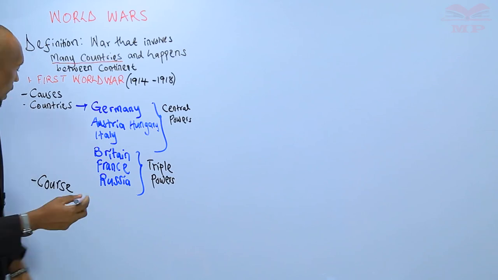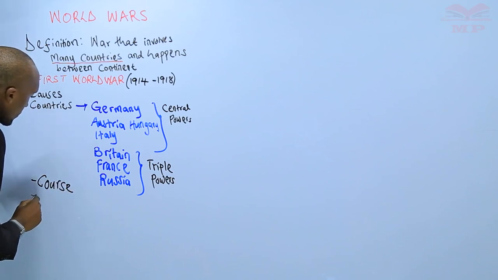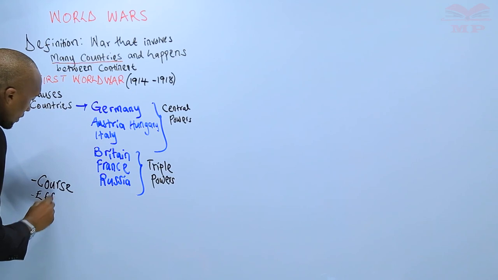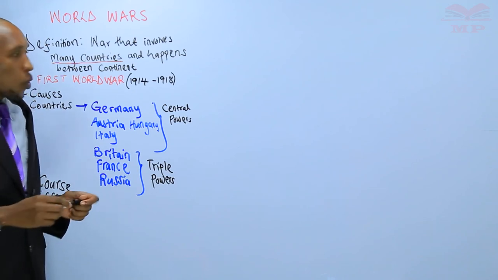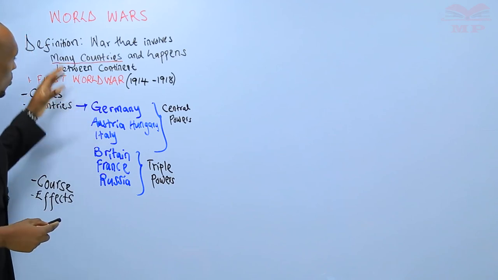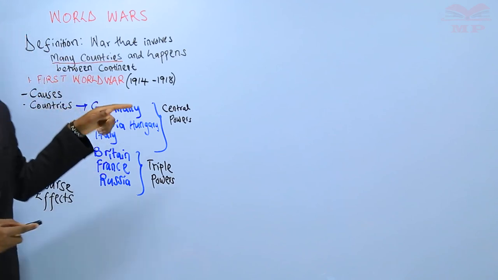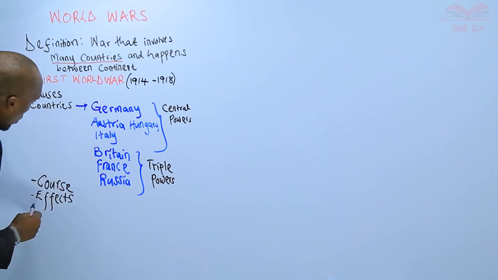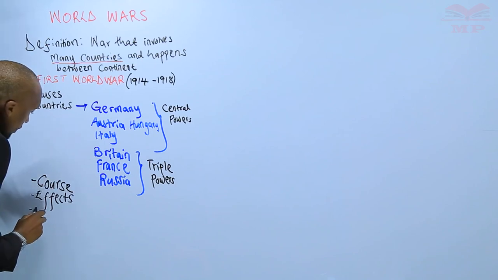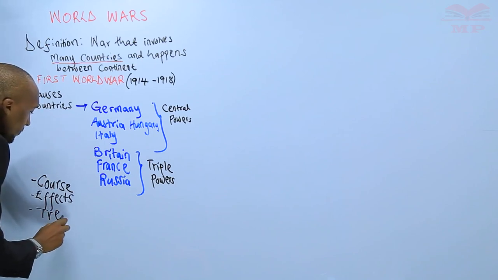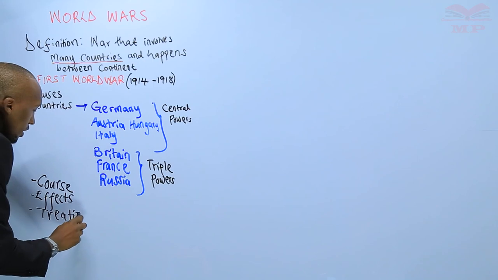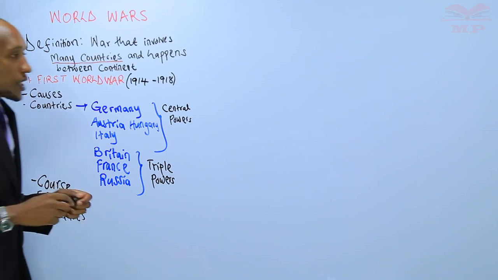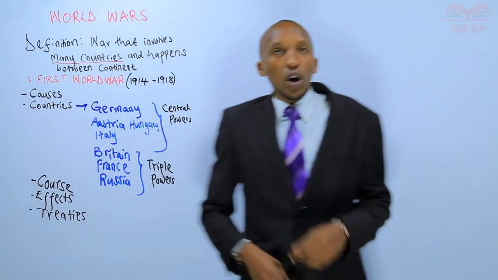And then we shall look at the effects of the war. What were the effects of the First World War to humanity in general? And then lastly, on the First World War, we shall look at the treaties that were made to bring the First World War to a conclusion.